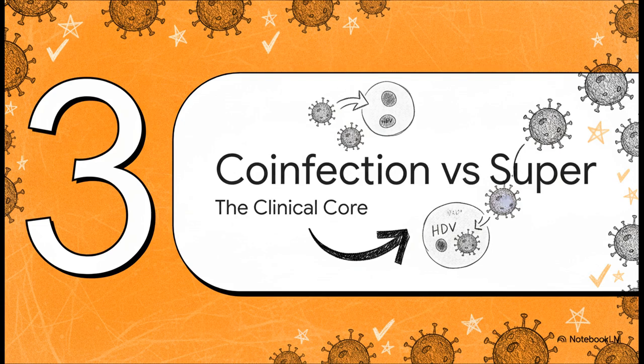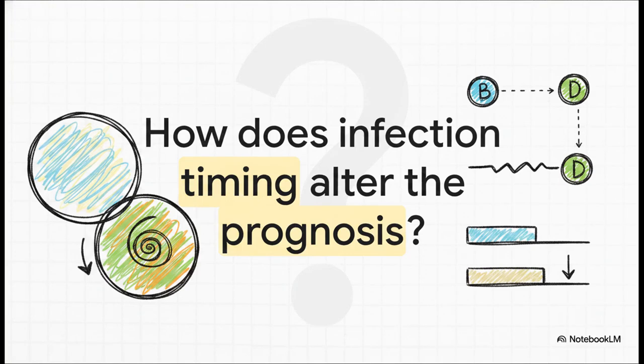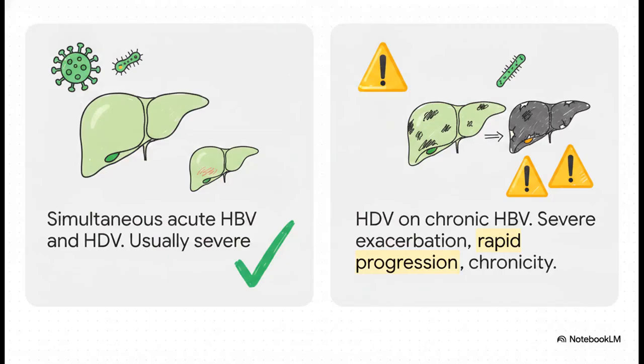All right, Section 3, co-infection versus superinfection, the clinical core. If you really want to know where the major exam marks are won, it is right here. Let's use some active recall for a second. How does the exact timing of an HDV infection actually change a patient's prognosis? Like, does it matter if someone contracts B and D at the exact same time versus getting D when they already have chronic B? The short answer is yes, it matters a lot. The clinical pathways here are drastically different.